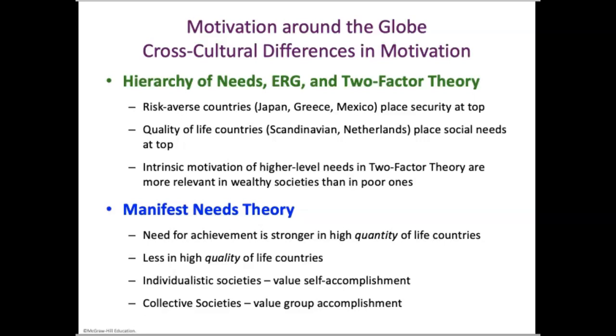Intrinsic motivation of higher-level needs and two-factor theory are more relevant in wealthy societies than in poor ones. Manifest needs theory: the need for achievement is stronger in high quantity of life countries and less so in high quality of life countries. Individualistic societies value self-accomplishment, while collective societies value group accomplishment.